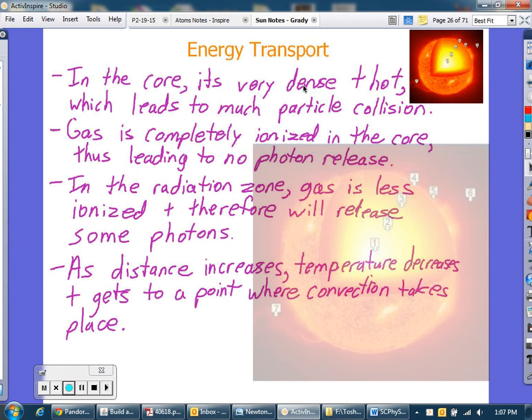Because if something is ionized, that means electrons have separated from it. If you remember back to the light unit, we need electrons to generate light because they need to jump up and down energy levels. We'll start to see photons being created in the radiation zone. That's not where most of the photons are released. Most photons are released in the convective zone, especially toward the surface where the photosphere is, because that's where electrons are allowed to stick with atoms and not be completely ionized.